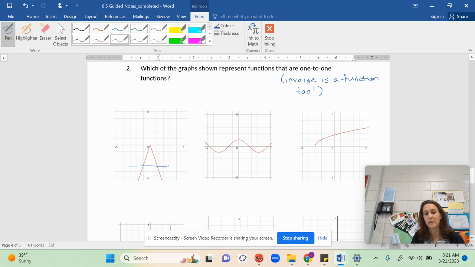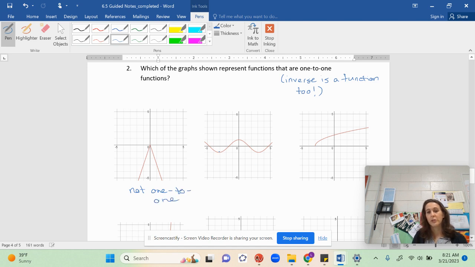Does it only cross a horizontal line at most once at any horizontal line? It doesn't. Clearly, it crosses the horizontal line twice. So this is not one-to-one.